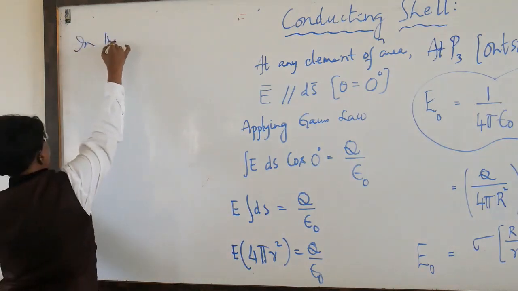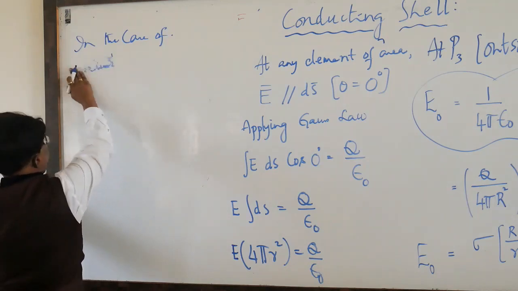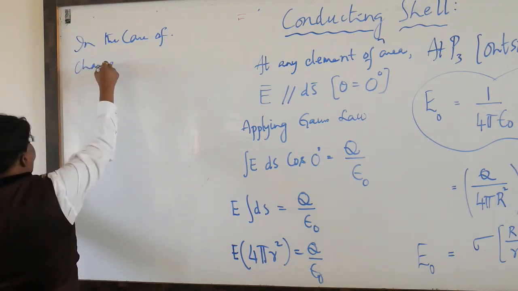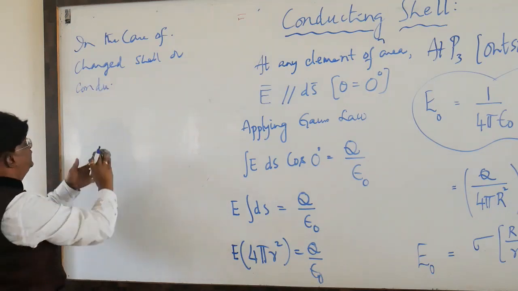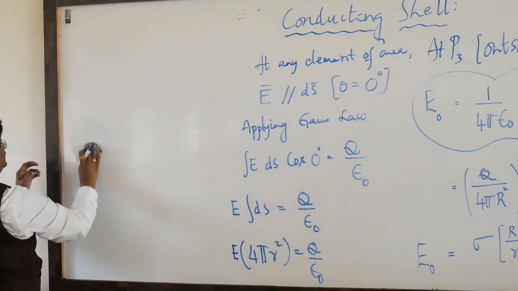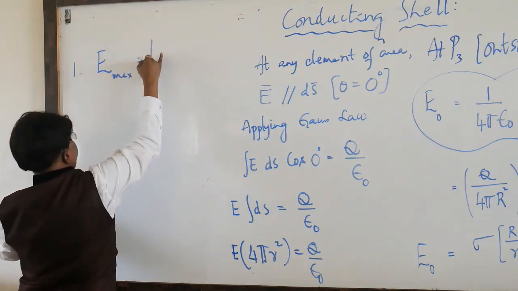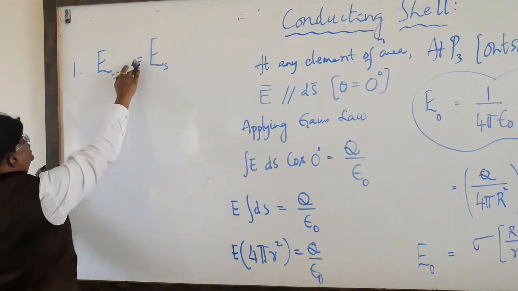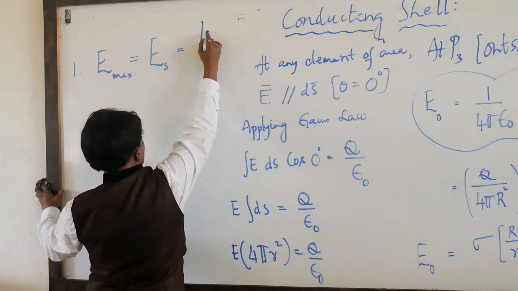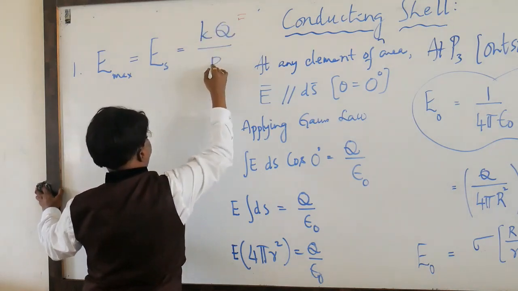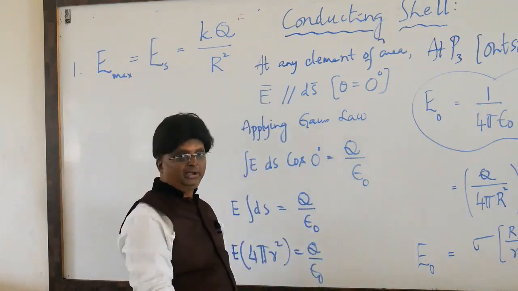In the case of a charged shell or conducting sphere. This is the case that we are discussing anyway, right? Why do I need to mention that? In this case, the first point to be remembered is that E maximum is E_S. E maximum value is on the surface. And this is what we have taken as kQ by capital R square. If it is capital R, small a, small d, doesn't matter, that refers to radius, right?